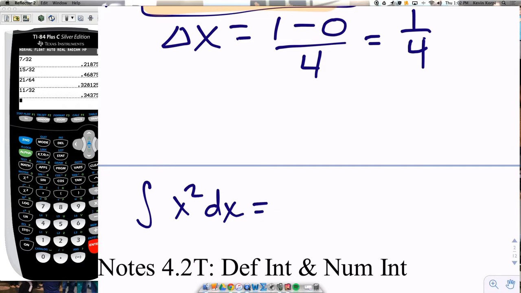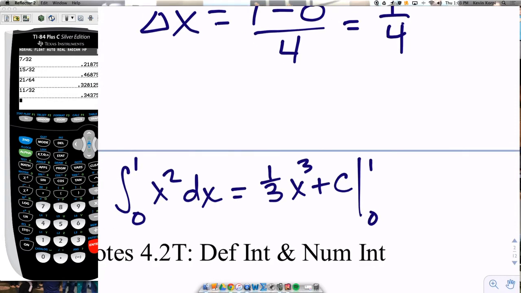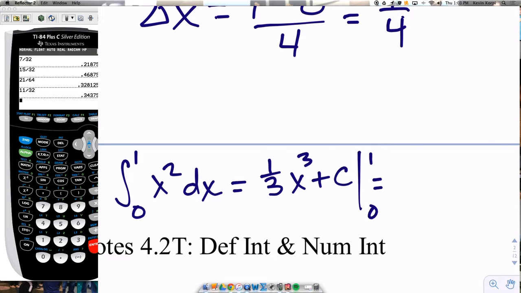You'd find the antiderivative, which is 1/3 x cubed plus c, right? The only difference when you have values there, you put the bar at the back, and you evaluate it from 0 to 1. Now, what I'm about to show you is called the fundamental theorem of calculus. And this is how you can evaluate it.